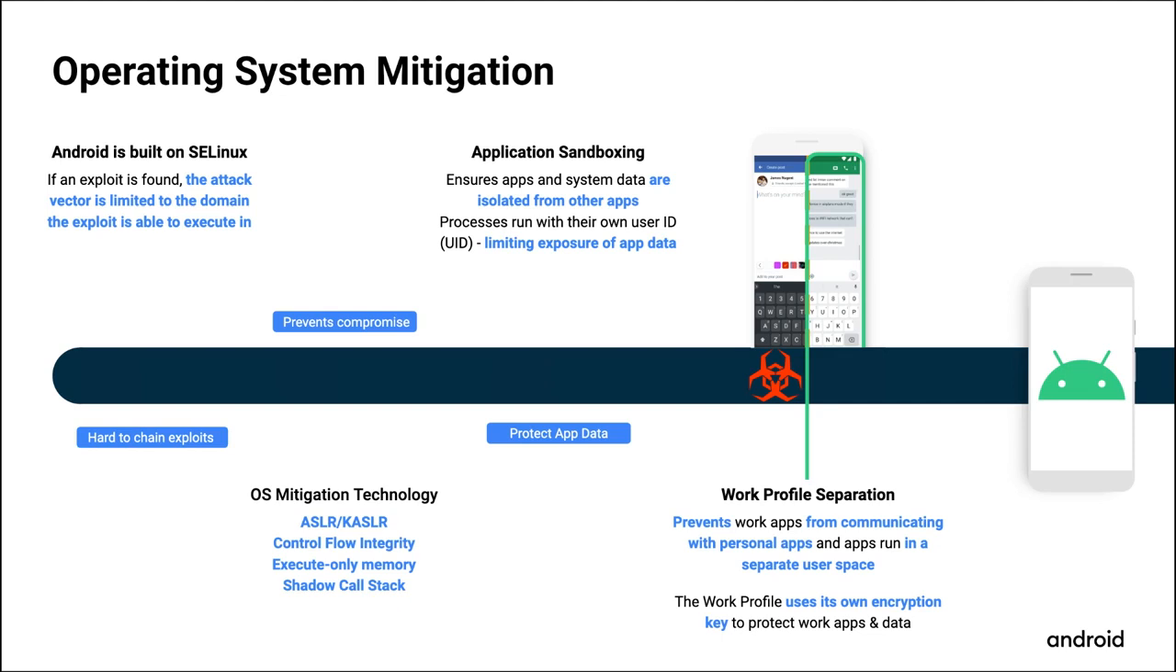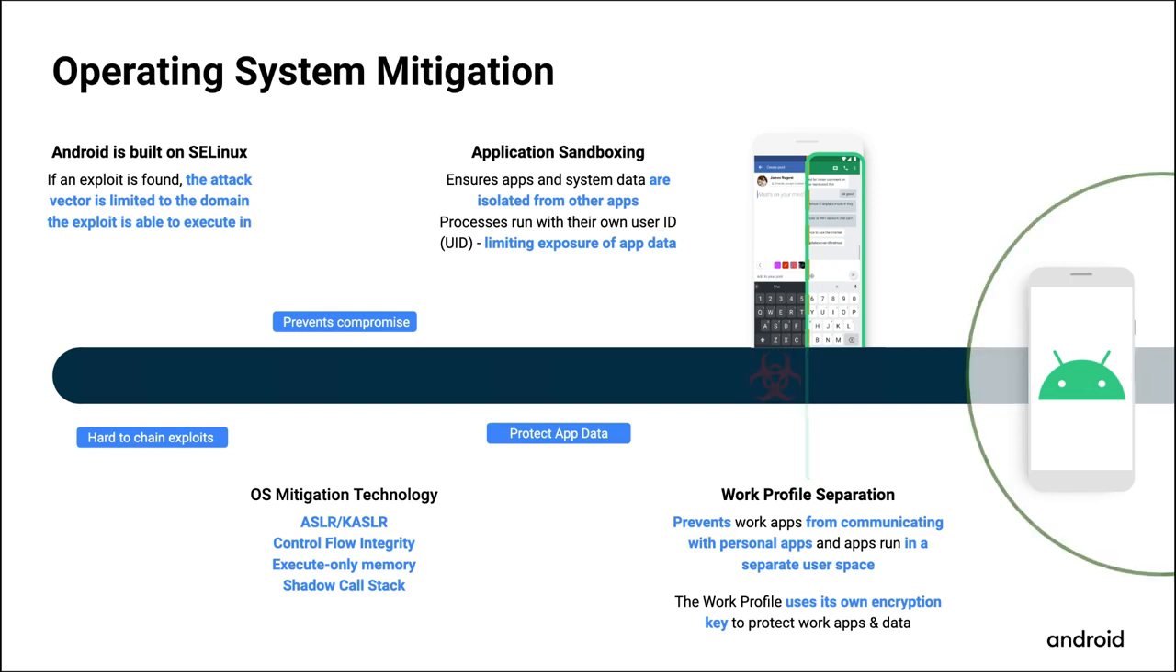And the work profile also uses its own encryption key to protect work apps and data when you use what's called a work challenge. So when you set up a passcode or PIN to open a work app, that PIN or passcode is actually used to derive a new encryption key for all work data. So even if the personal side of the device is compromised, the work data is still encrypted at rest and thus would be very difficult to access.